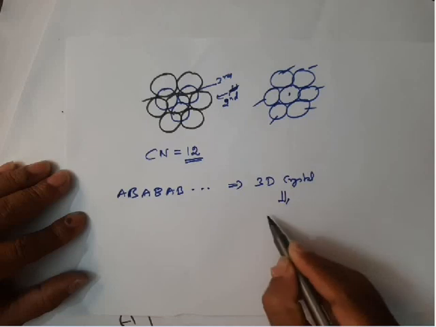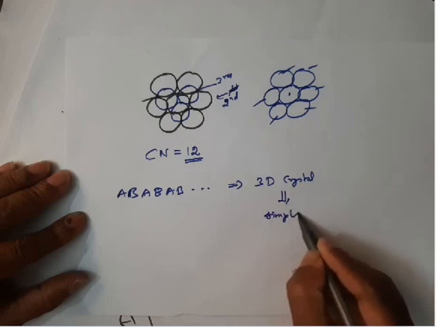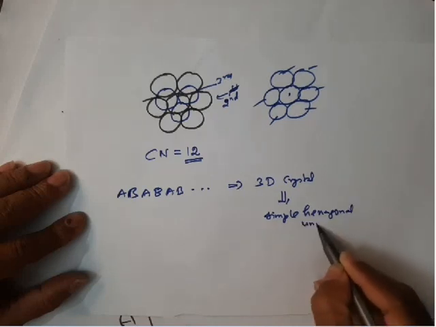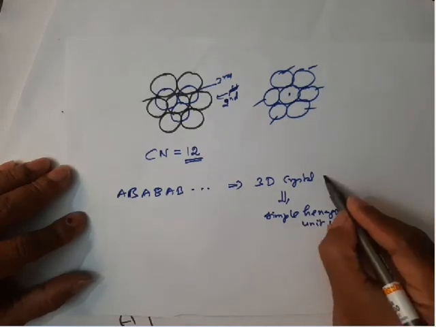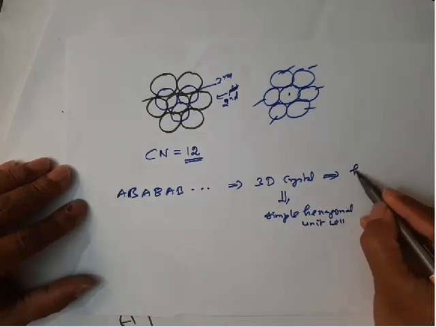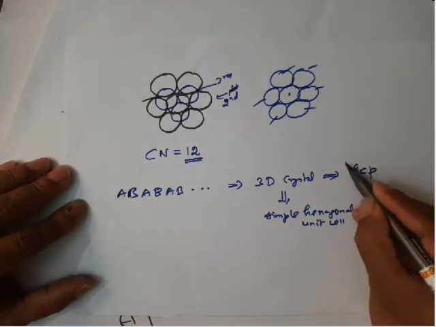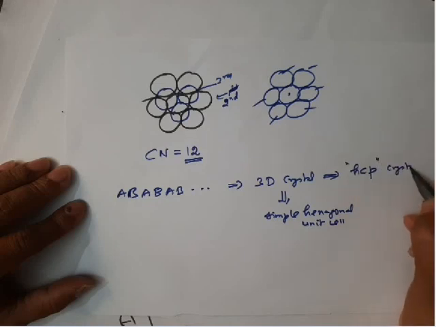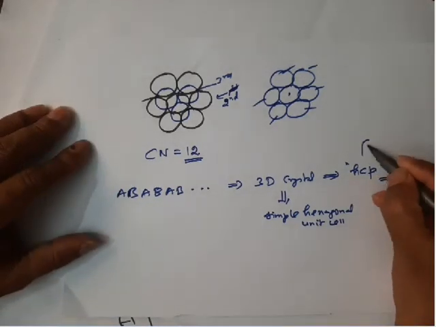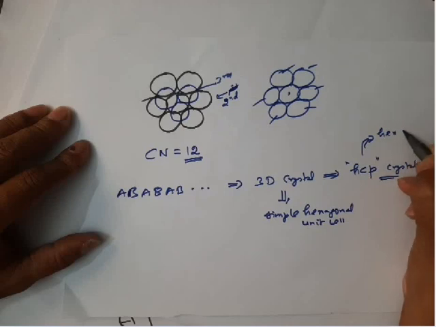That 3D crystal consists of simple hexagonal unit cell. That 3D crystal is shortly called as hexagonal close packed crystal, HCP crystal. HCP means hexagonal close packed crystal.